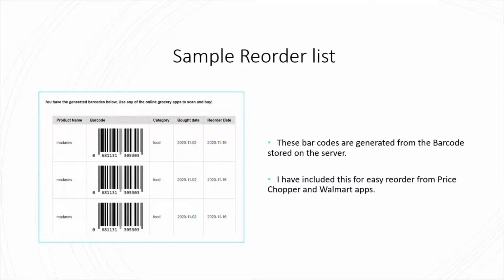This is very easy to use, and I thought it was pretty interesting, so that's why I decided to include these barcodes here. And also you have the date you bought it and the reorder date. The reorder date, obviously, as I've told you before, is calculated based on various factors.